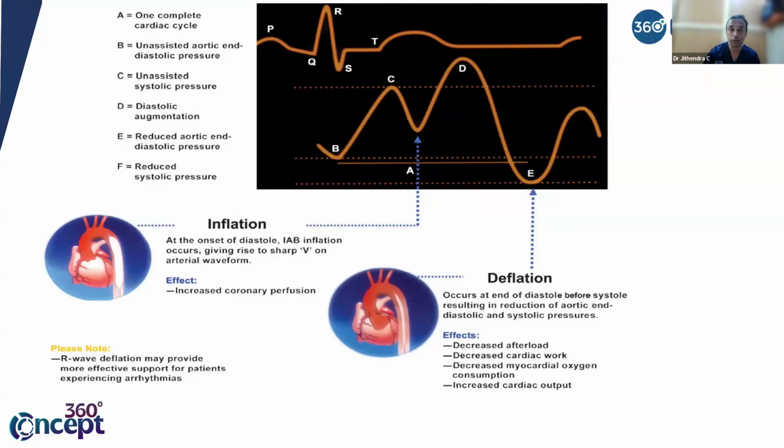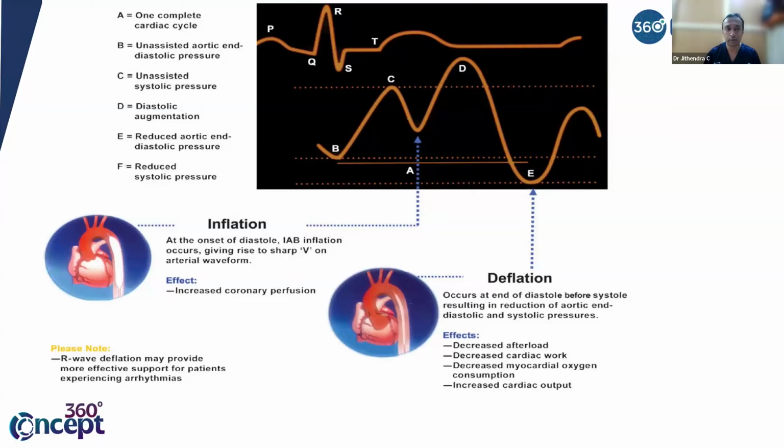Another point you should remember is these markings, A, B, C, D, E, F. Sometimes they may ask you to interpret this, or they may tell you what is happening with the end diastolic pressure, so you should know what end diastolic pressure is. What is A? A is one complete cardiac cycle, from the time of deflation to the time of inflation up to the point E. From B to E is one complete cardiac cycle, where the augmentation has happened. So that is your one cardiac cycle.